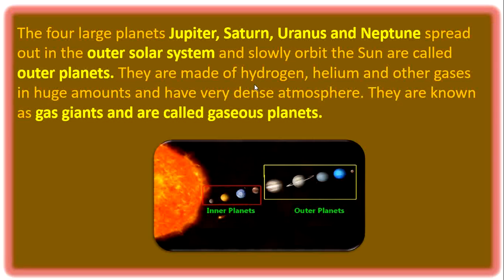The 4 large planets, Jupiter, Saturn, Uranus and Neptune, spread out in the outer solar system and orbit slowly around the sun. They are called outer planets. They consist of hydrogen, helium and other gases present in huge amounts, with a very dense atmosphere, so they are gas giants or gaseous planets. The 4 outer planets have rings, whereas the 4 inner planets do not have any rings. These rings are actually tiny pieces of rock covered with ice.